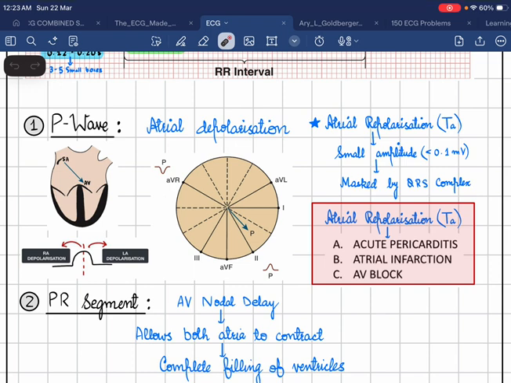The ascending portion of this P wave depicts the right atrial depolarization and the descending portion depicts the left atrial depolarization. The atrial repolarization, which is depicted by the Ta wave, has a small amplitude, less than 0.1 millivolts, and is masked by the QRS complex. So in regular ECGs we are not able to appreciate the atrial repolarization. However, there are a few conditions like acute pericarditis, atrial infarction and AV block in which we can quite easily discern the Ta wave, that is the atrial repolarization.